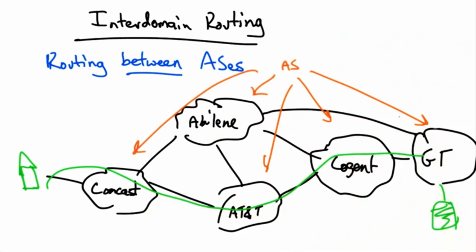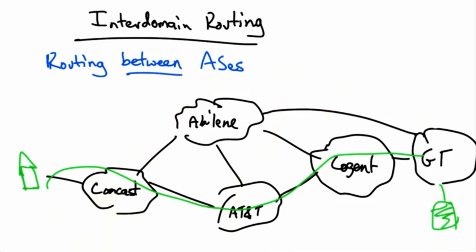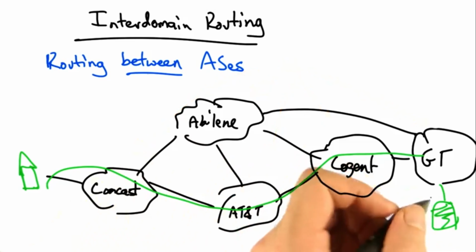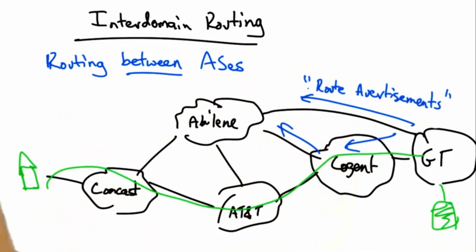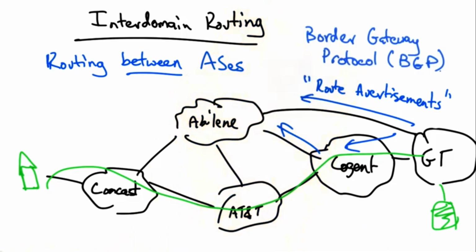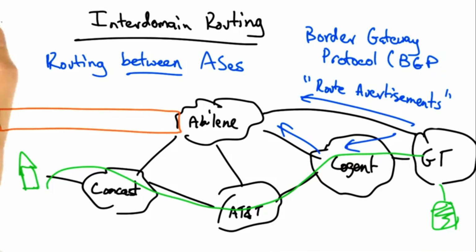Now, each independently operated network is called an autonomous system, or AS, and each AS advertises reachability to some destination by sending what are called route advertisements, or announcements. The protocol that ASs use to exchange these route advertisements is called the Border Gateway Protocol, or simply BGP. A route advertisement has many important attributes, but for now, let's just talk about three.